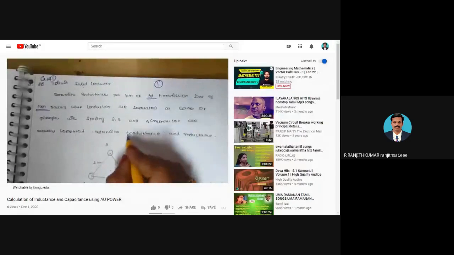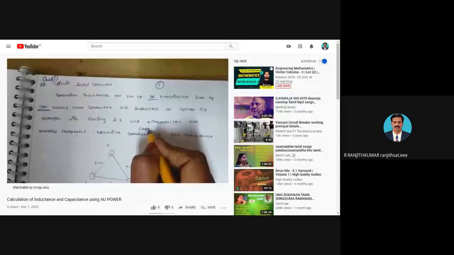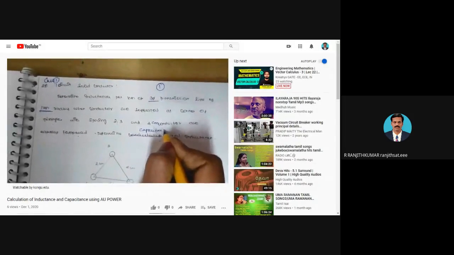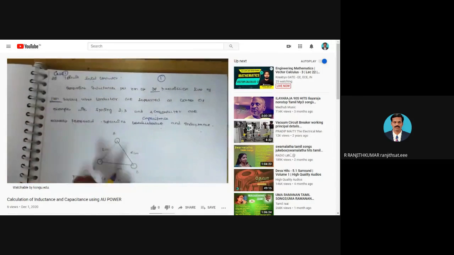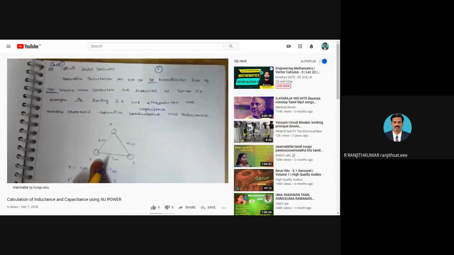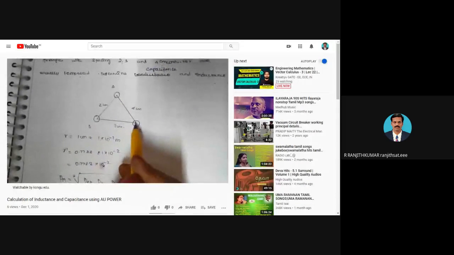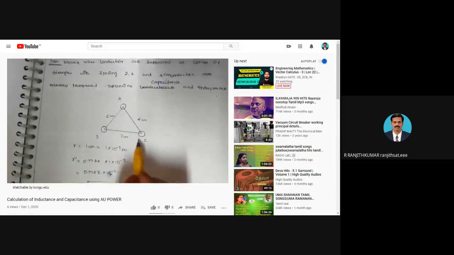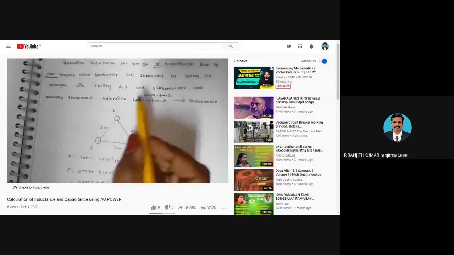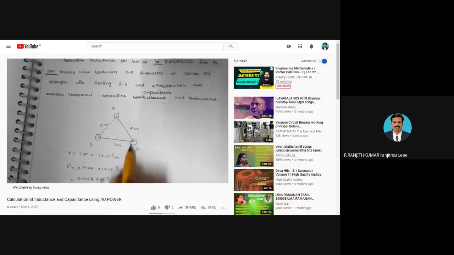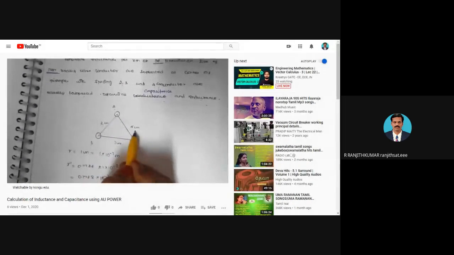inductance and capacitance. With the given data we can draw. The conductors are placed at the corners of a triangle. So A, B, C, the distances are given as 2, 3, 4. So AB is 2, BC is 3 and AC is 4.